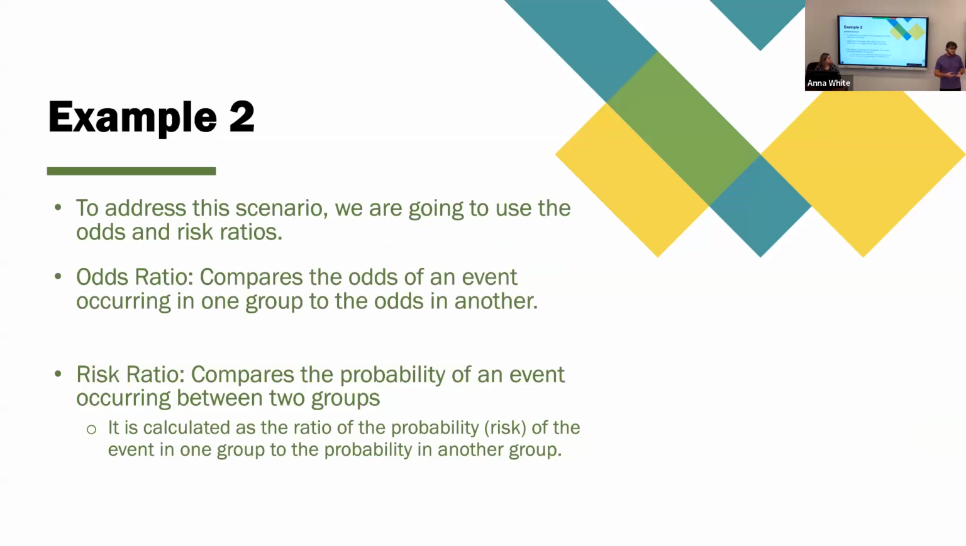So to address this scenario, we're going to use the odds and risk ratios. The odds ratio compares the odds of the event occurring in one group to the odds of the other, and the risk ratio compares the probability of an event occurring between the two groups and is calculated as the ratio of the probability, or the risk, of the event in one group compared to the probability in the other.